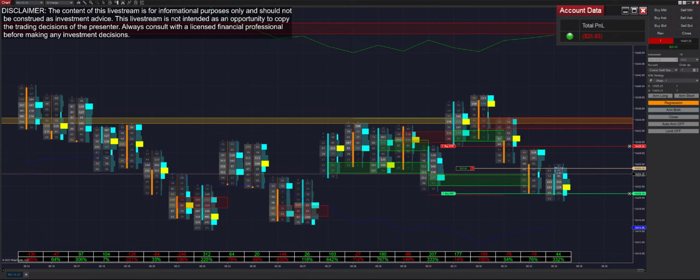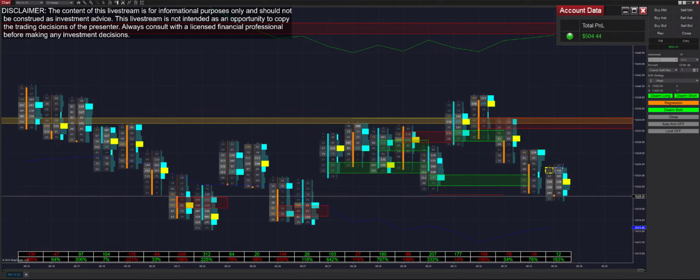Got filled there, and we immediately get put into a short trade here. Very interesting. We are going to switch it into trend mode because we got filled here, unless we re-enter this range. We're actually up positive now, 504 on the day. Some pretty good news.